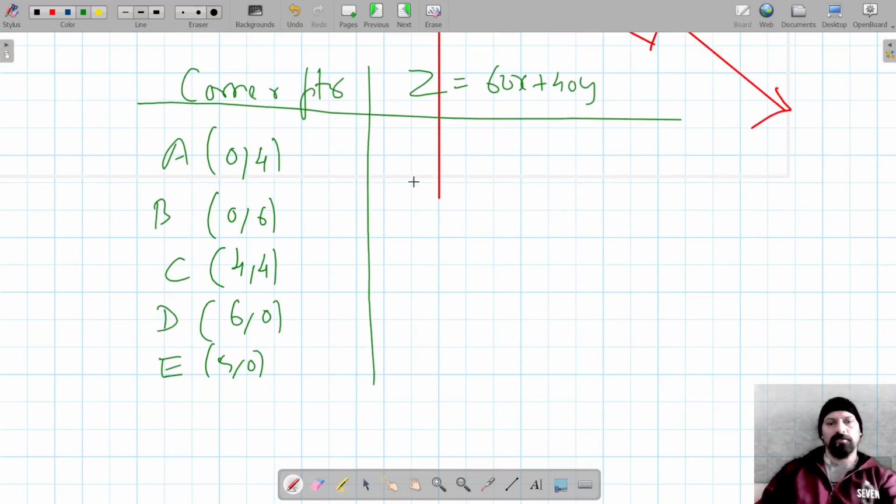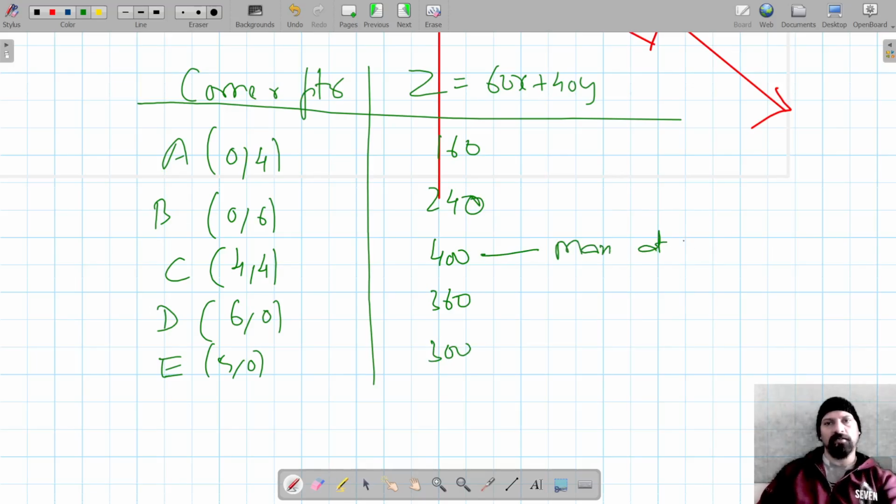Now let's find the value of Z for all these. So here Z is 160. This is 240. This is 400. This is 360. And this is 300. So the maximum value is 400, and it's at x is equal to 4 and y is equal to 4.